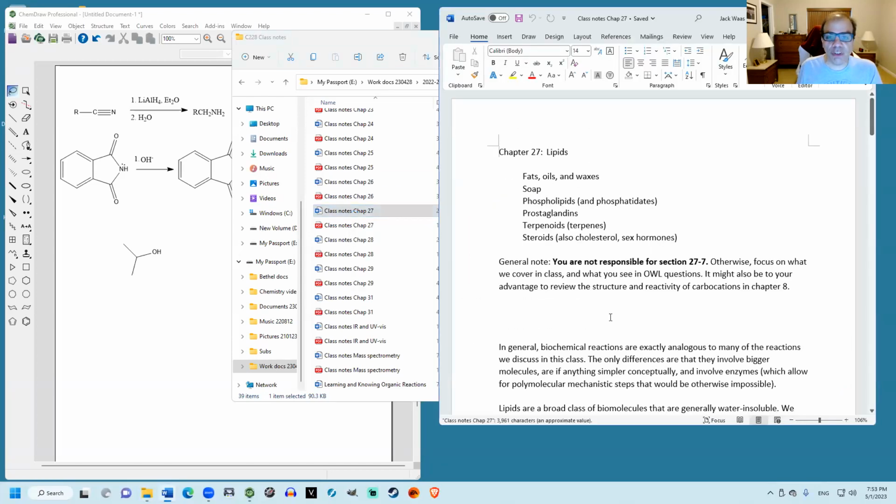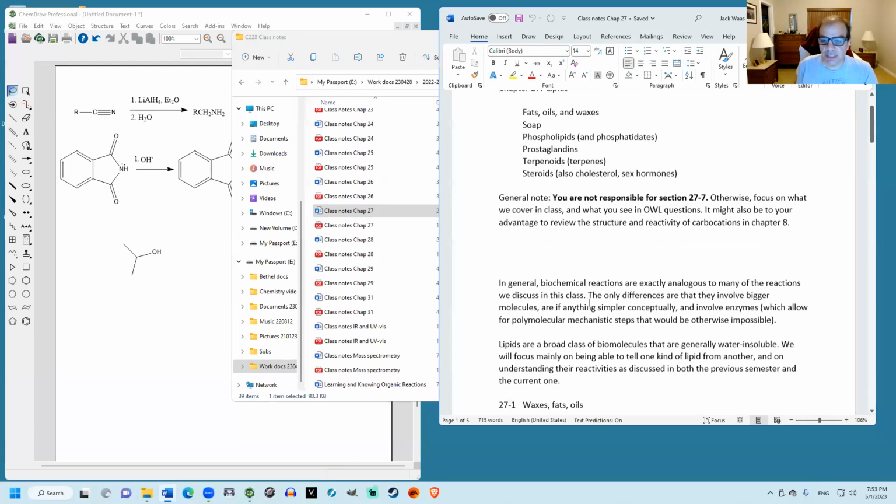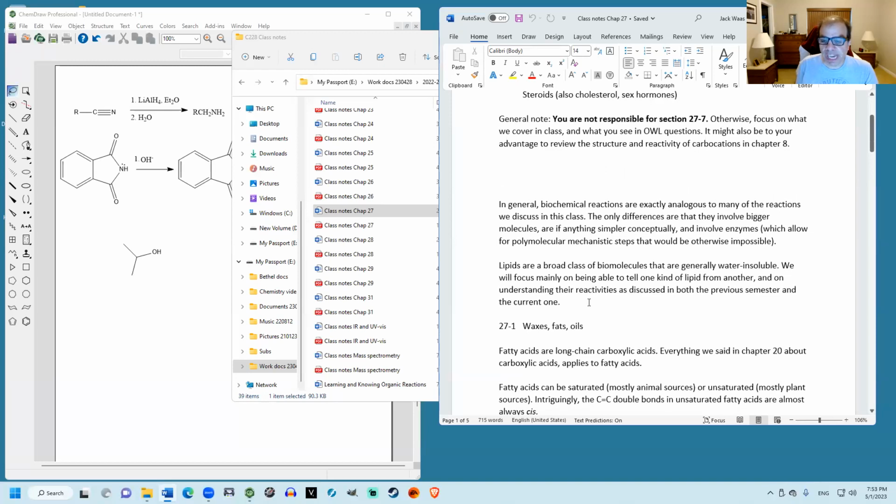Chapter 27 was on lipids. The main thing we talked about here was how to tell the different types of lipids one from another. How do you know if it's a fatty acid, if it's a wax, if it's a soap? If it's a phospholipid, if it's a prostaglandin, if it's a terpene, if it's a steroid. And we had a little matching section on that exam.